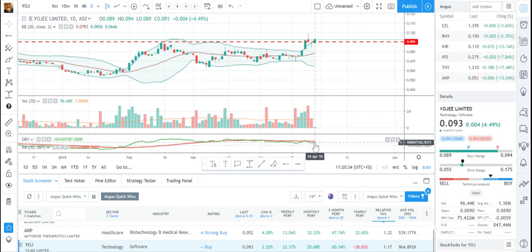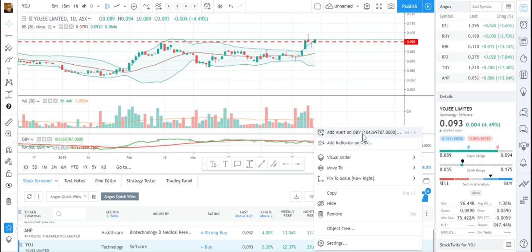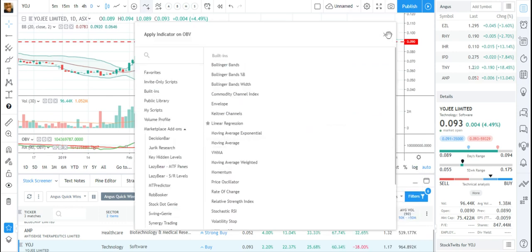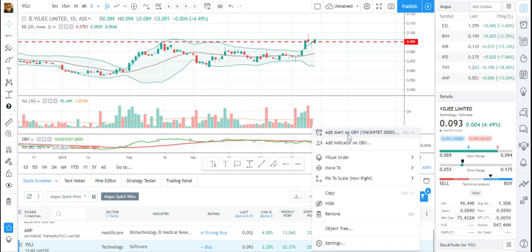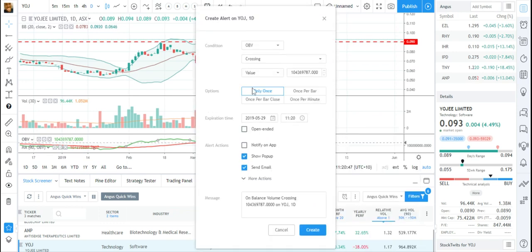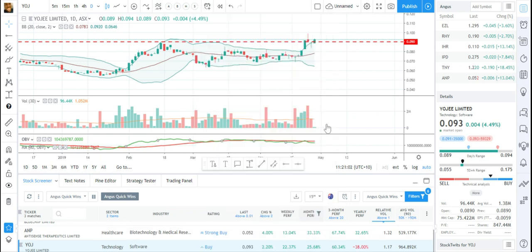And again, I can set an alert here, so I can say, add an alert on the OBV indicator. That was the wrong one. Add alert on OBV. And I can say when the OBV is crossing the 30-day OBV, then send me an alert. So I'm saying the on-balance volume, so the green line, is crossing the red line, send me an alert. And so that way, again, I don't have to continue to watch this one.